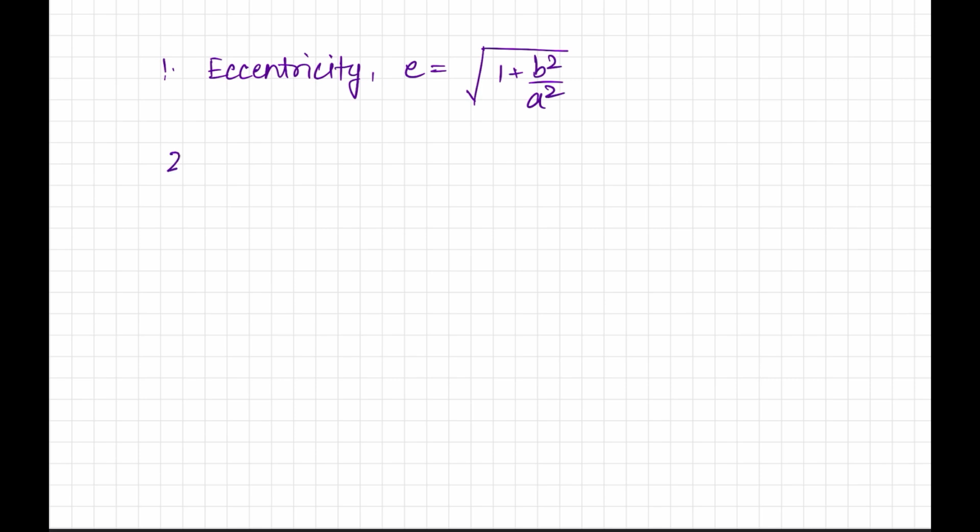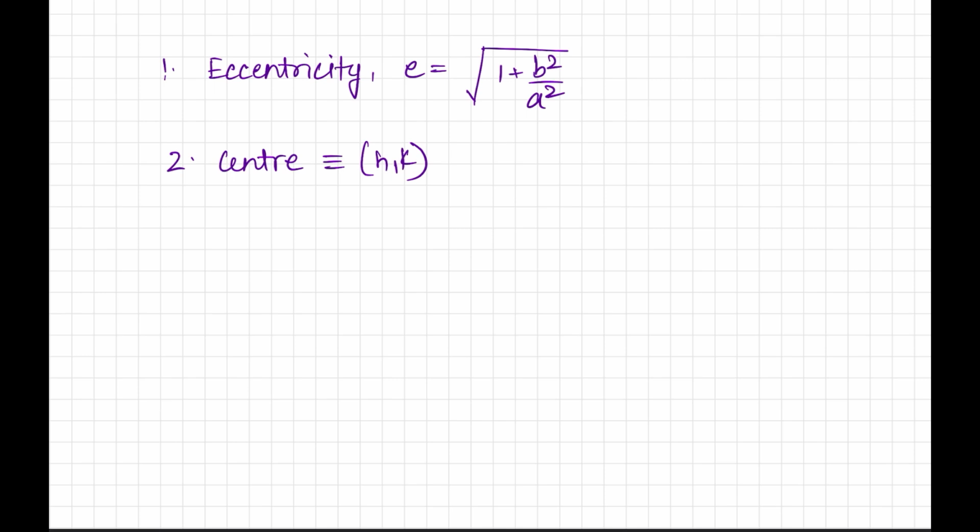If we talk about the eccentricity of this hyperbola, it remains the same and is given by e equals under root of 1 plus b squared by a squared. Second, let us talk about the center, which is given by h comma k.